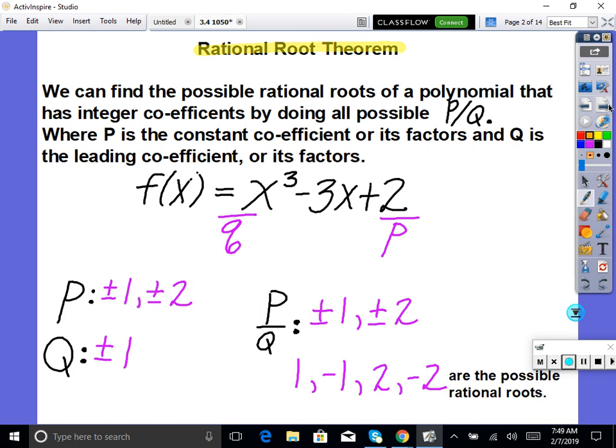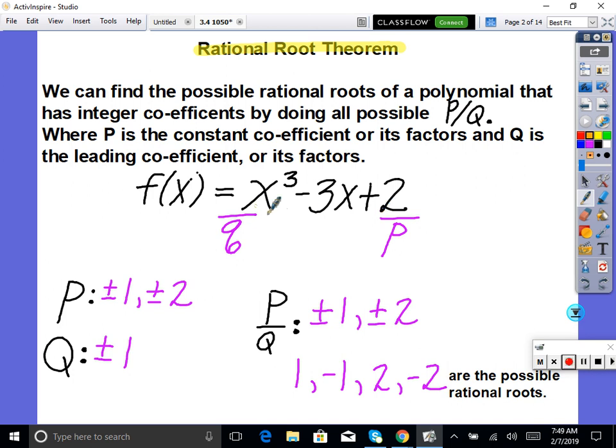Okay, so it says right here, we can find the possible rational roots of a polynomial that has integer coefficients, so that means whole number coefficients, by doing all possible p's divided by q's, where p is the constant coefficient or its factors, and q is the leading coefficient or its factors. So everybody, this is something you'll just kind of have to remember.